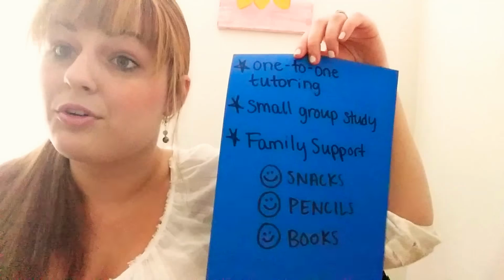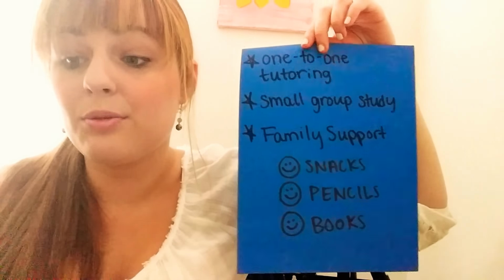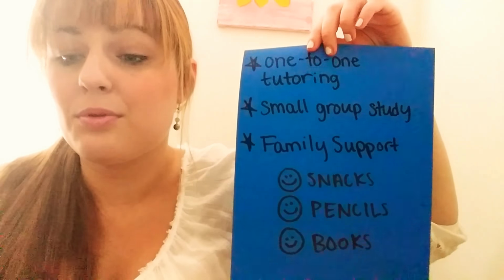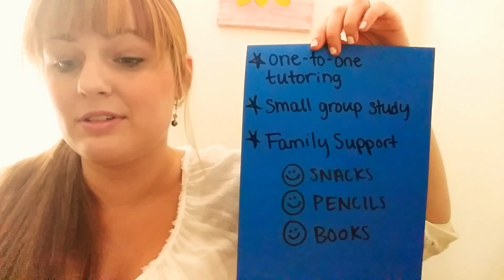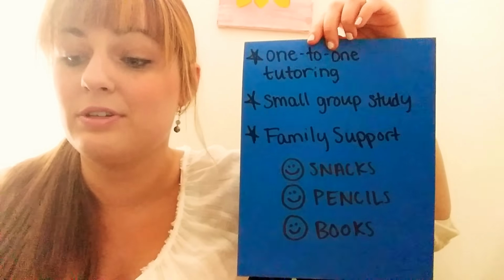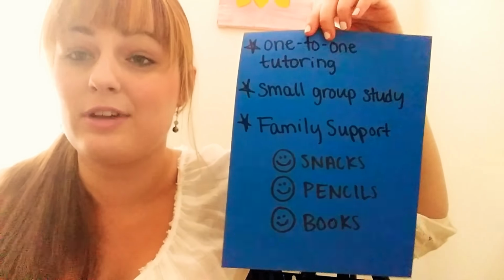Once these children enter kindergarten, their learning success is placed more on the school than on their families for the first time. Research shows that things like one-to-one tutoring, small group study, and small group math work significantly improve achievement for struggling students. Family support services provided by the school have also proven to have a very positive and long-term effect on family success.